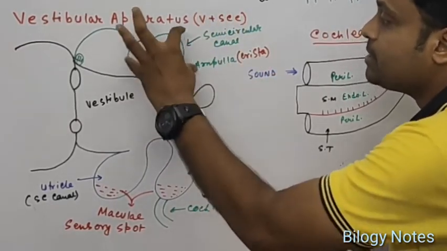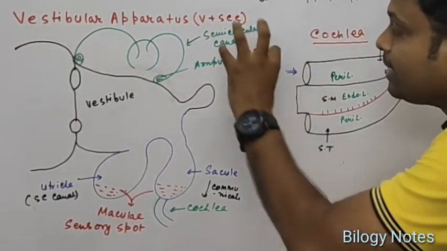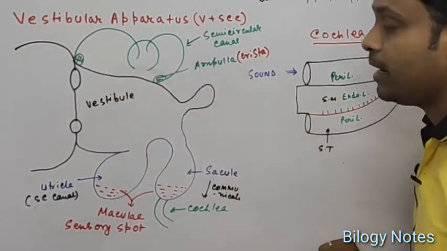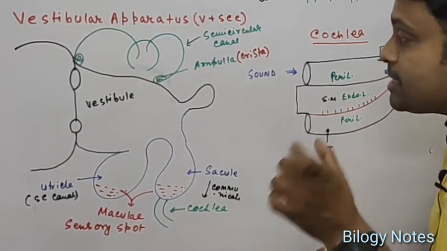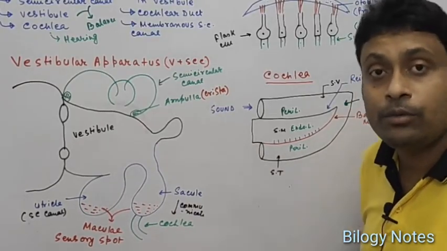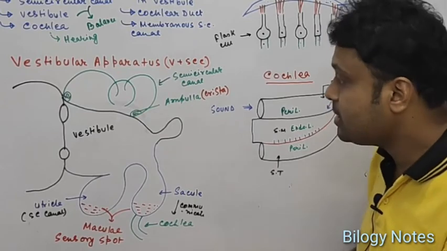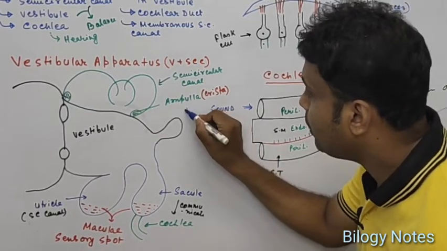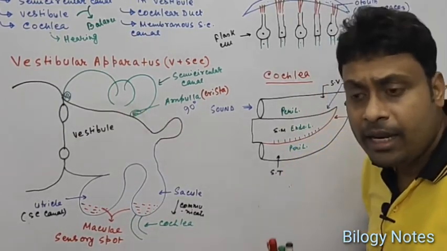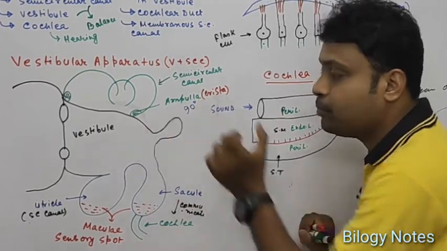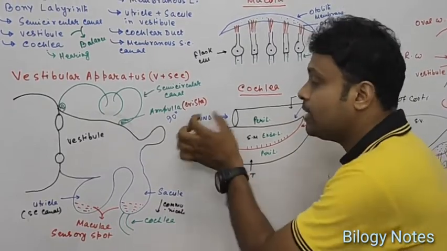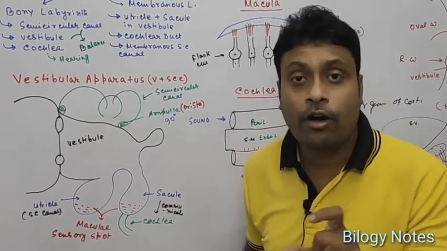The vestibular apparatus is made up of the semicircular canal, and this canal is semicircular, and inside this semicircular canal the membranous semicircular canal is present. There are three semicircular canals, and they remain perpendicular to each other. At the base of the semicircular canal there is a swollen region known as the ampulla, and in this ampulla the sensory spot is present, which is known as the cristae, or the crista ampullaris.